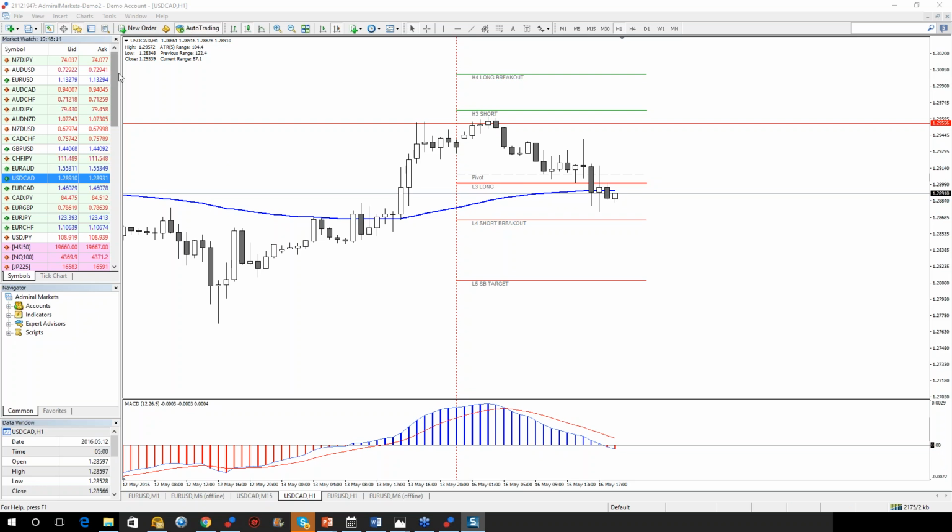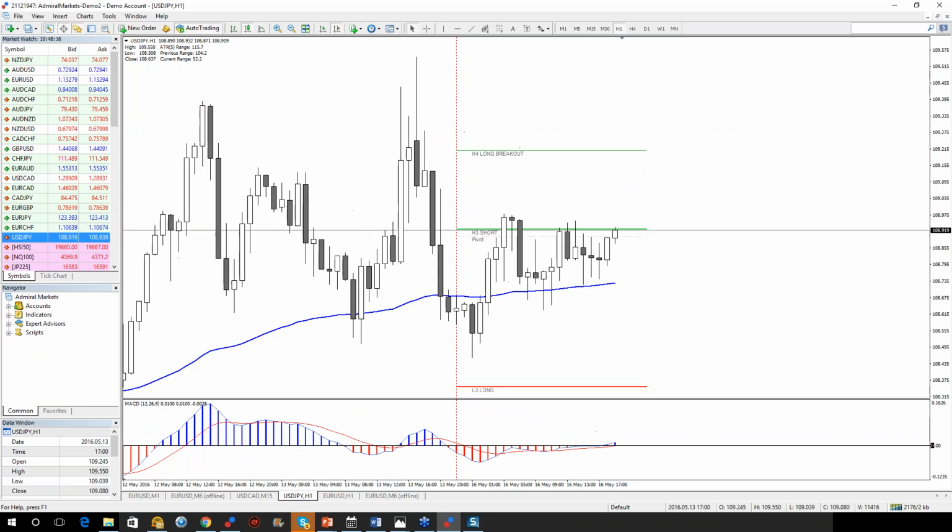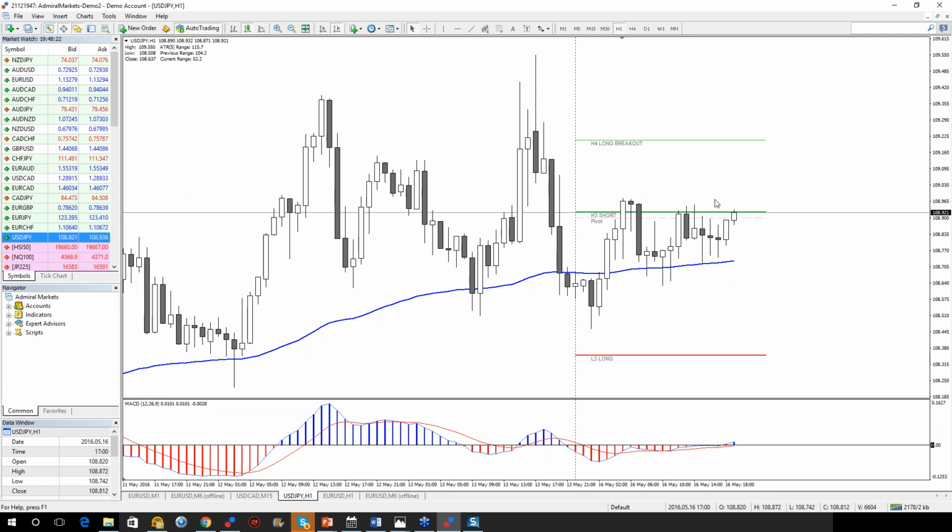Currently, dollar yen trade is in profit. As you can see, it's rejecting our zone. So we will see. It should go up, I hope.